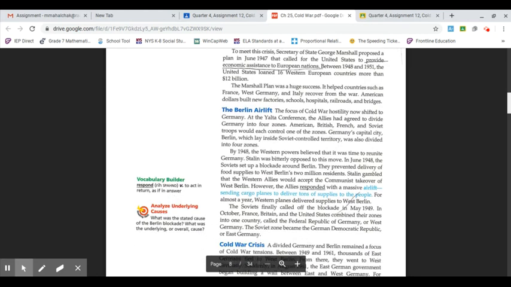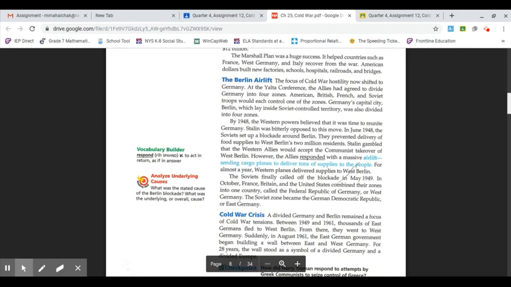The Berlin Airlift. The focus of Cold War hostility now shifted to Germany. At the Yalta Conference, the Allies had agreed to divide Germany into four zones. American, British, French, and Soviet troops would control each of the zones. Germany's capital city, Berlin, which lay inside Soviet-controlled territory, was also divided into four zones.